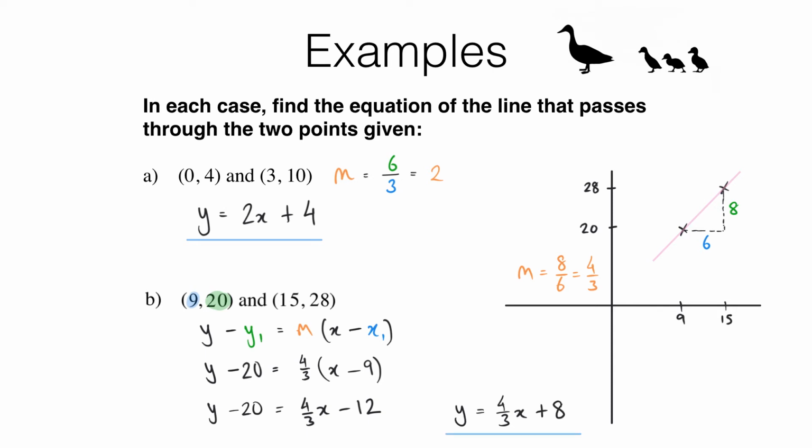What we're doing in this video is very similar to what we were doing in the previous video. The only difference is that we have to work out a gradient for ourselves at the start using these two given points. After that, it's all the same, except we have a choice of which point to use in our formula here. It doesn't matter which one. So if you did use 15 and 28 for your x1 and y1 and followed through all the steps, you would still have ended up with y equals 4/3 x plus 8. In fact, it might be worth you pausing the video and trying that for yourself.